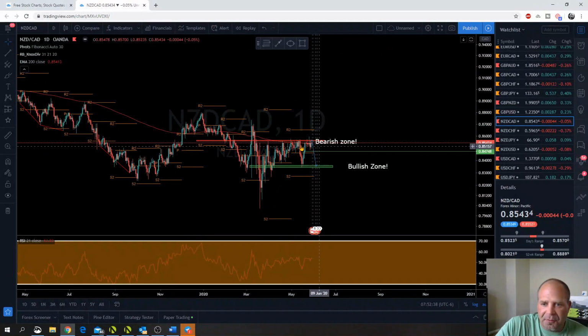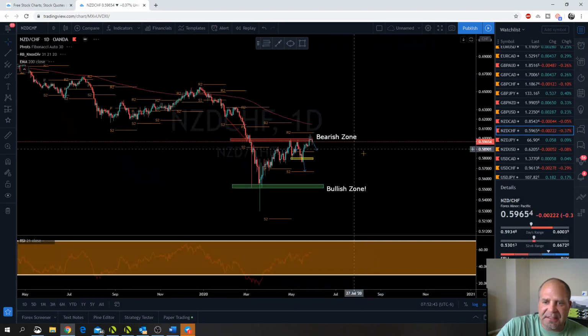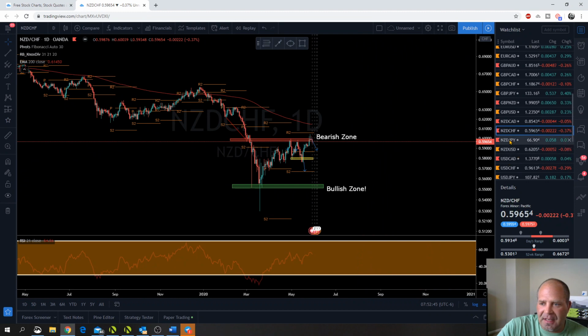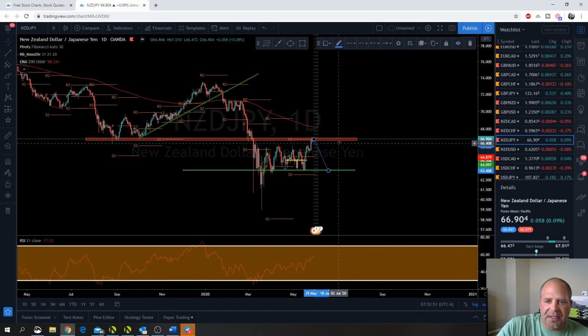NZD CAD. We're at the top of our channel, so I would be short. NZD Swiss Franc, same thing. NZD JPY, we hit R2 finally. We hit R2 in our bear zone. I mean, this is a short play down to that pivot all day long.